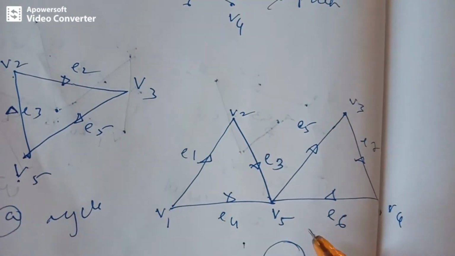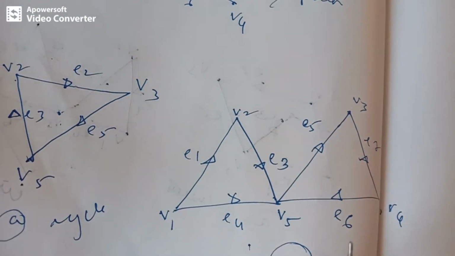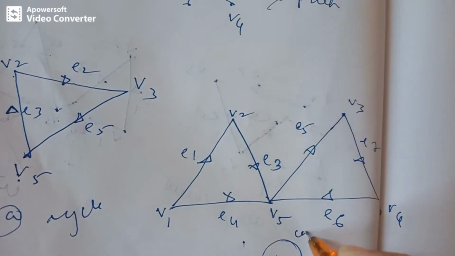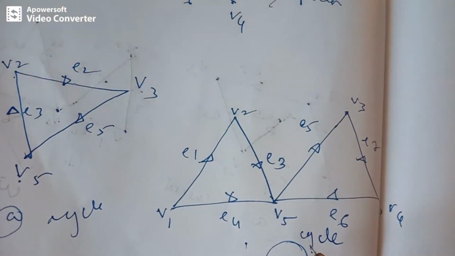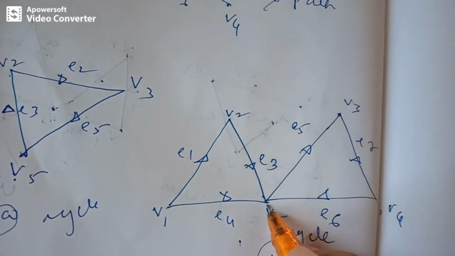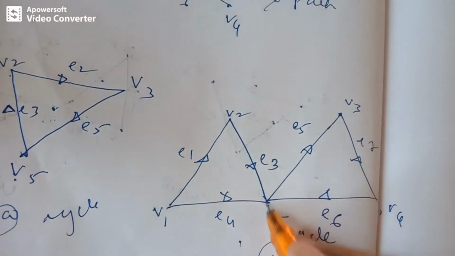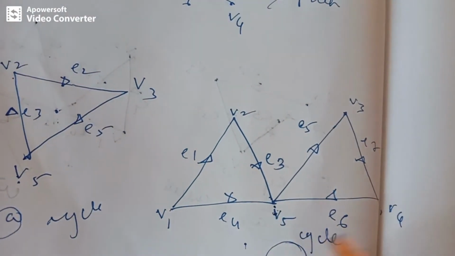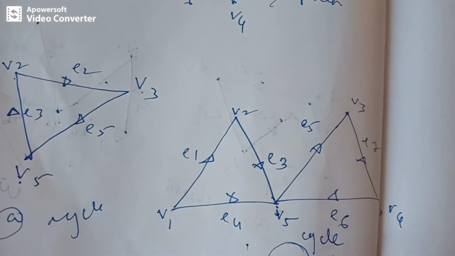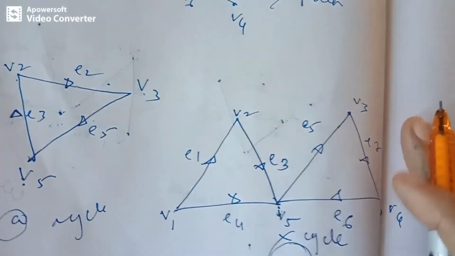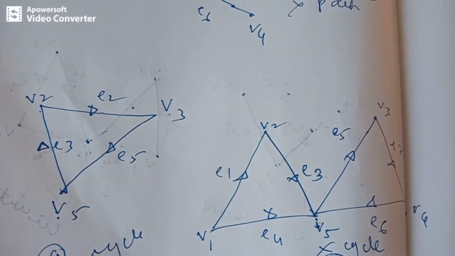It is not a circuit, or else we can say it is not a cycle basically. Why? Because the terminal vertex has appeared as an internal vertex, because it stops here. Somewhere in between it has crossed V5 and then ended up back at V5. So this does not satisfy the cycle property, whereas this is the example for a cycle.